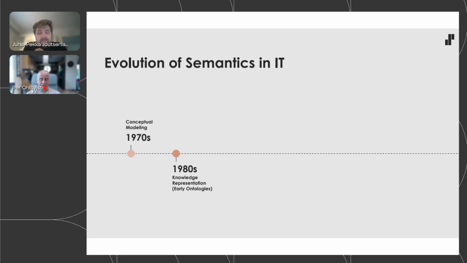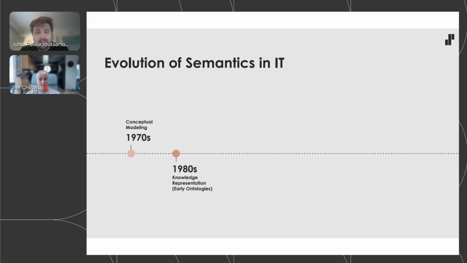Then in the 80s came the first early ontologies. Of course, the ontological study as such is more of a philosophical thing, and it goes way back to ancient Greece, where the philosophers were thinking about these topics. But this is where it basically came into this information and data world. Then in the 90s, the first semantic layers for business intelligence came into the picture.